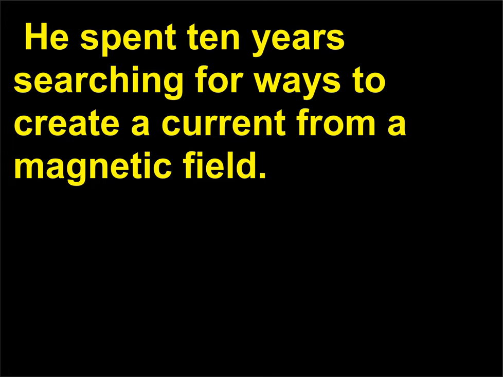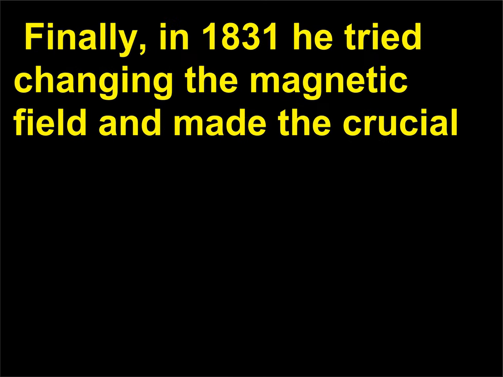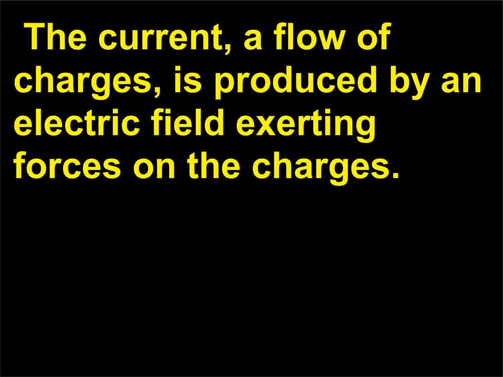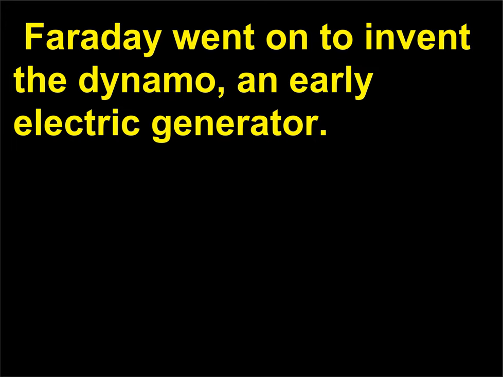He spent 10 years searching for ways to create a current from a magnetic field. Finally, in 1831, he tried changing the magnetic field and made the crucial discovery that an electric current is produced by a changing magnetic field. The current, a flow of charges, is produced by an electric field exerting forces on the charges. Faraday went on to invent the dynamo, an early electric generator.